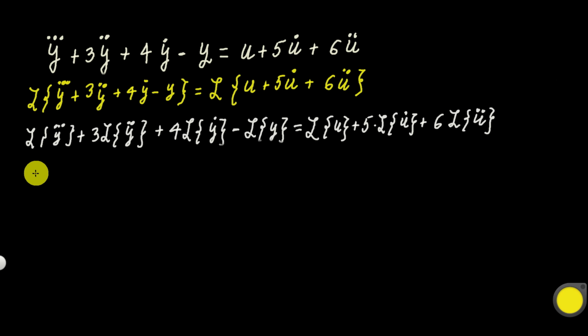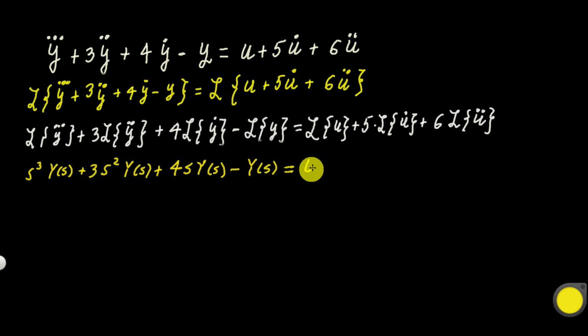And consequently, we will have s to the power 3 Y(s) plus 3s squared Y(s) plus 4s Y(s) minus Y(s) is equal to U(s), then plus 5s U(s), plus 6s squared U(s).